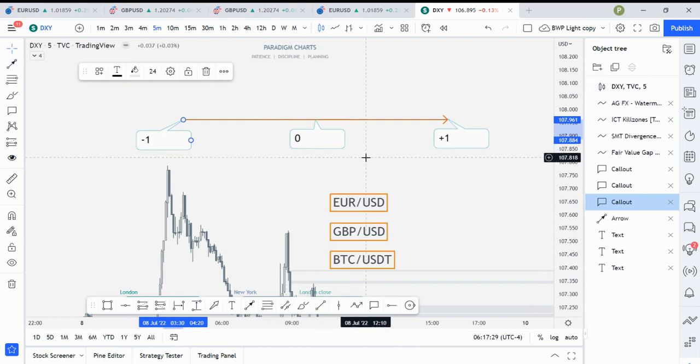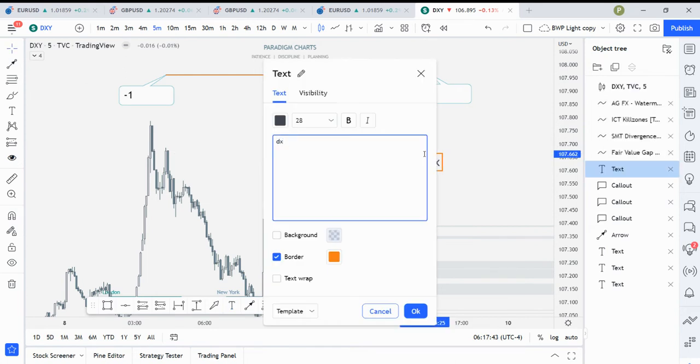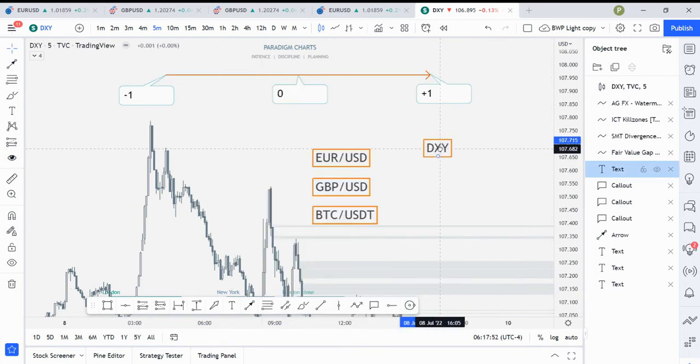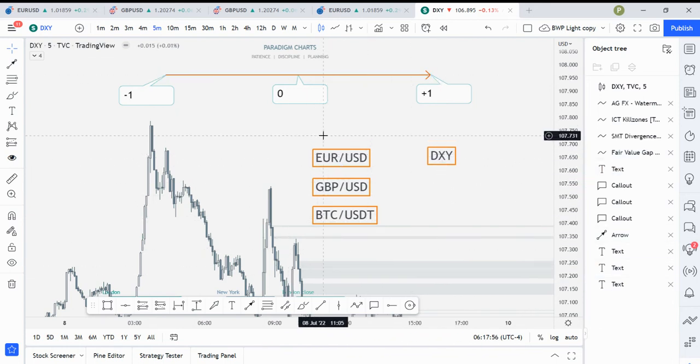Now, without understanding certain currencies, Euro USD, GBP USD, or DXY, let me add DXY to this. DXY is the dollar index. That's the dollar. So certain currencies are correlated.